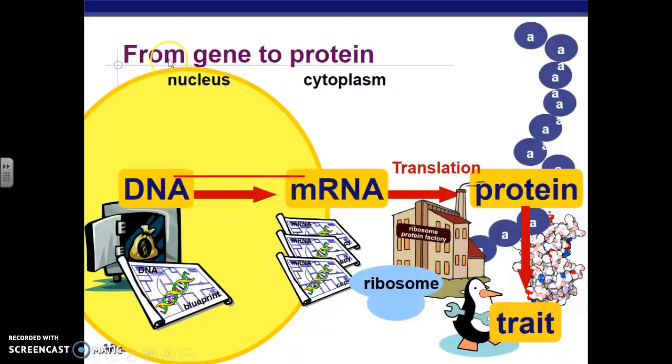Just to summarize again, here is the central dogma of molecular biology. The central dogma says we start with DNA in the nucleus, which gets copied into mRNA, and that process is called transcription. Then mRNA leaves the nucleus, travels to the ribosome, and it's turned into a protein. We're going to learn all about this process in the next video. And again, that protein will do a specific job, and then produces a trait, which Ralph was standing under.